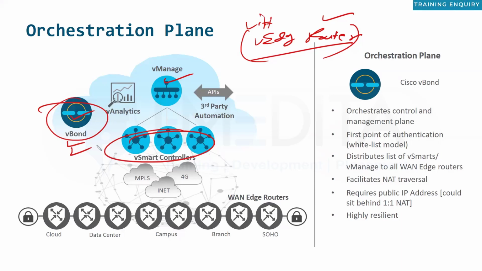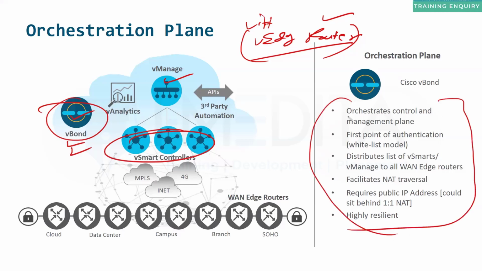But why would you go for a hardware vBond? Why would you use a hardware device for working as an orchestrator? No user traffic will ever travel through vBond. No user traffic will be processed by the vBond. So why would you go for the hardware device then? Tell your customer that, hey, use the virtual vBond, because we are not taking the user traffic through the vBond. So what is the point of using a hardware vBond then? So that's about the Cisco vBond.